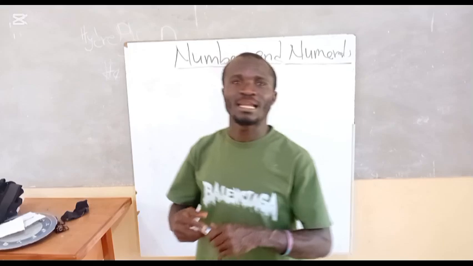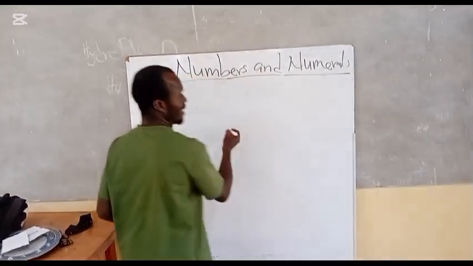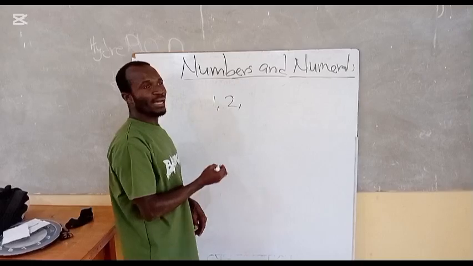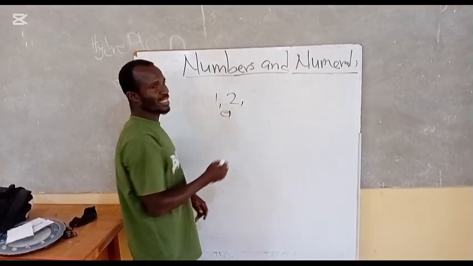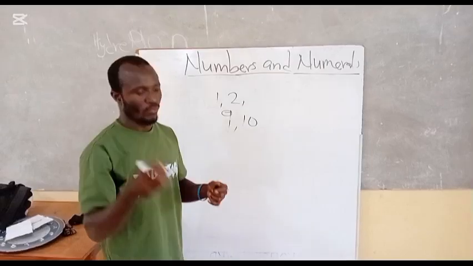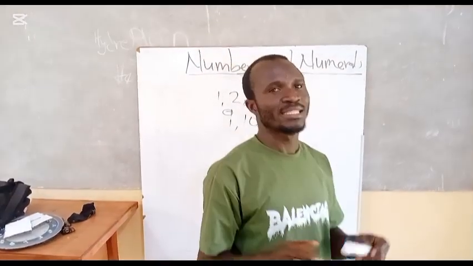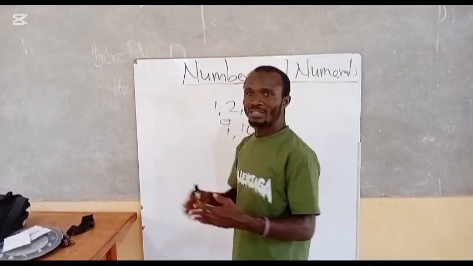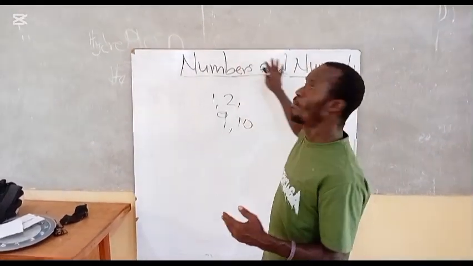So, for example, a number like 1. 1 is a number, 2 is a number, 9 is a number, 10 is a number, and so on and so forth. That's why we talk about numbers. Number is talking about quantity of something. So that's number. Then now let's go to numerals.